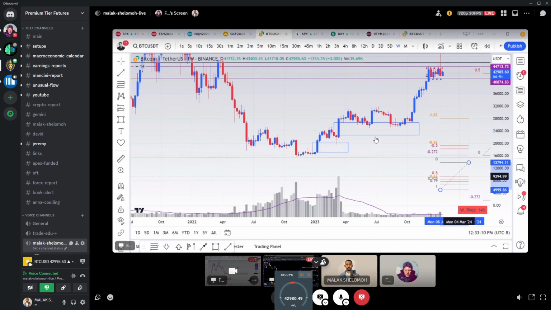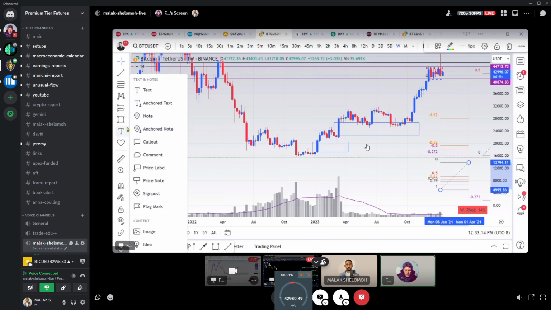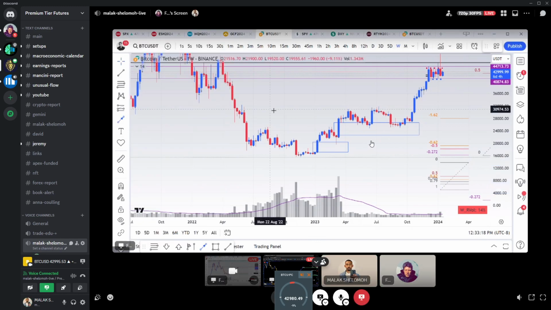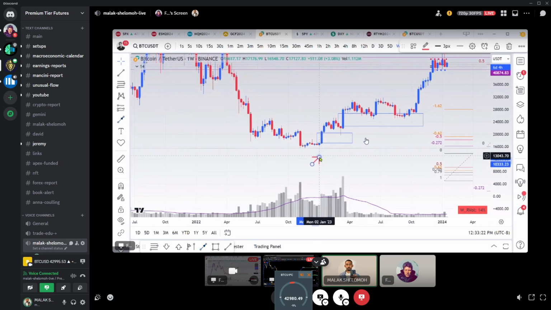Let me pull up an arrow here. So this would be the first move, right? This would be the bottom, and then that would be the top, and then this would be the retracement there. Okay, that's the low on the lower time frame.